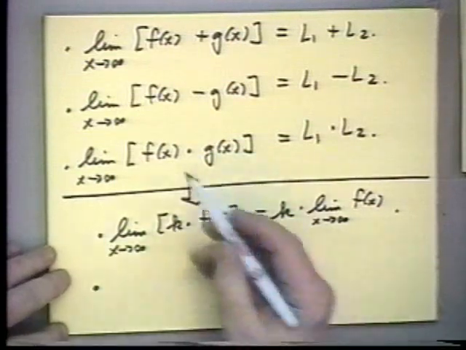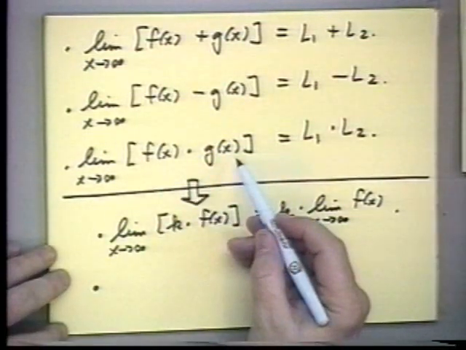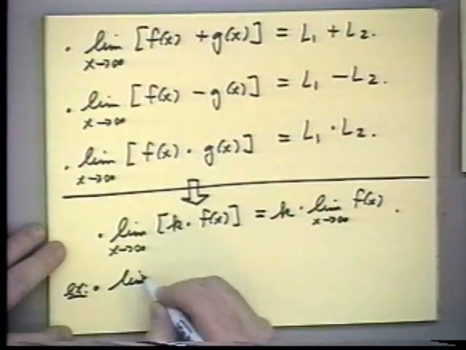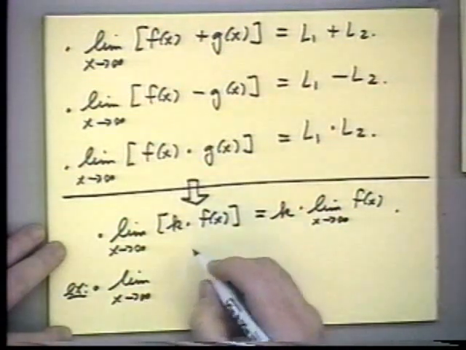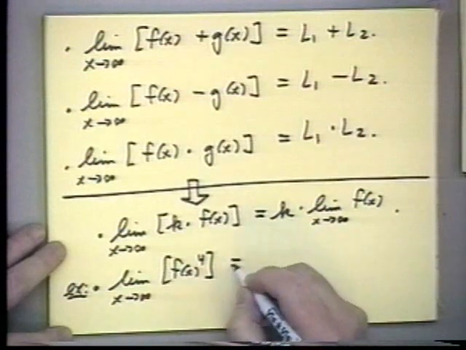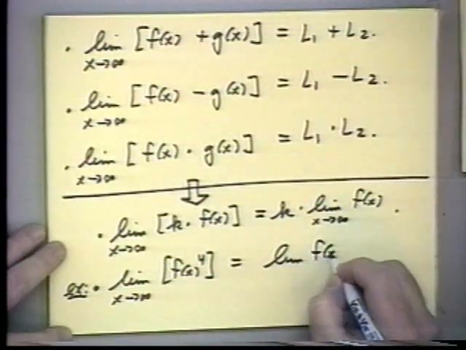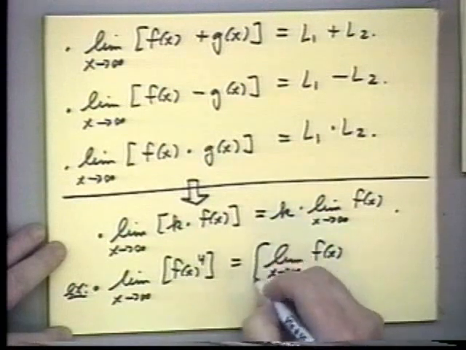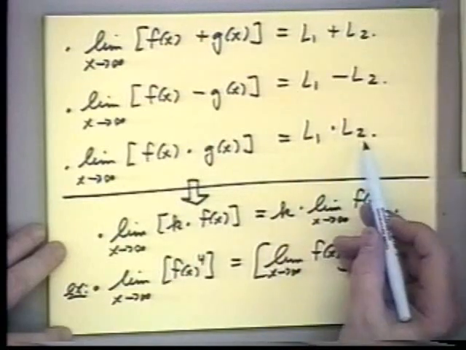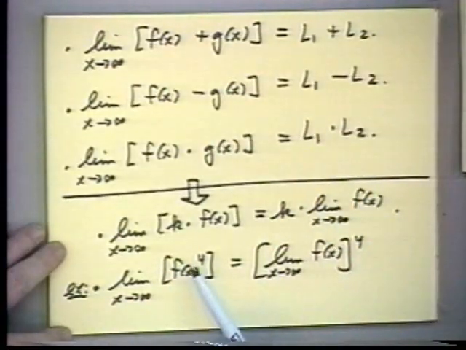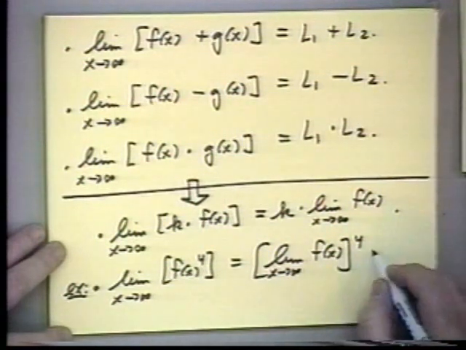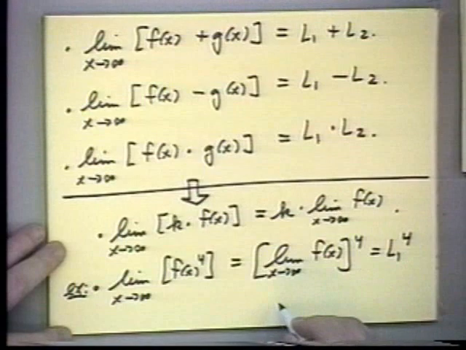Now, there's another case that's of interest. What if the factors here are repeated? So, for example, as I showed you before, if you take the limit as x goes to infinity of f of x to the fourth power, that's the same thing as taking the limit of f of x as x goes to infinity all to the fourth power, because the limit of the product is the product of the limits. The limit of this product is the product of all of these limits. And each one of these limits is L1, so this becomes L1 to the fourth.